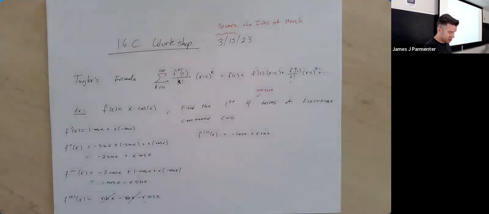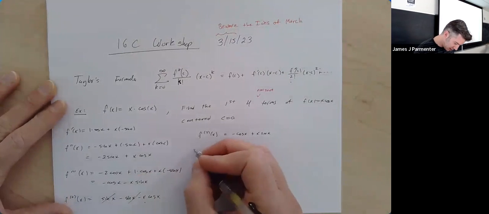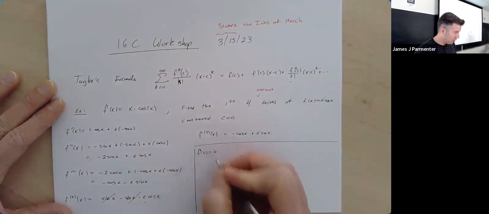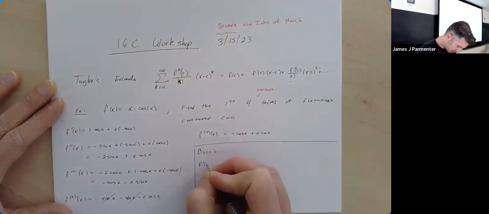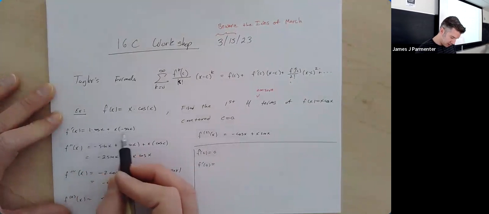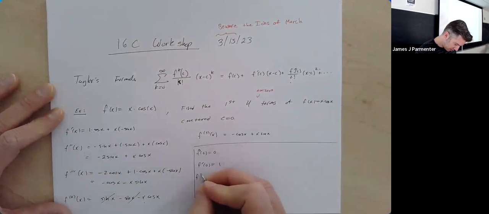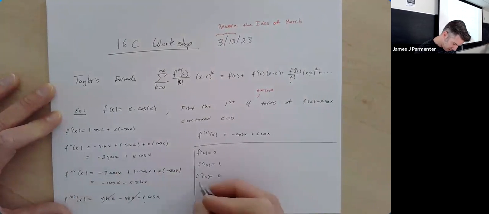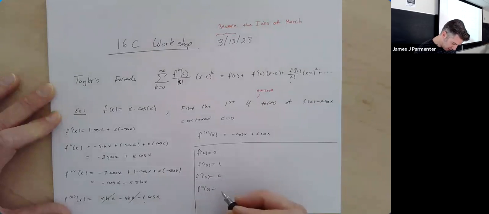But so here, if we were going to start writing out terms, I'm going to start plugging in 0. So I can see that f of 0 is 0. f prime of 0 is cosine of 0, which is 1, plus sine of 0, which is 0, so it's 1 plus 0. f double prime of 0 is looking like 0 plus 0. f triple prime of 0 is looking like -1 minus 0.